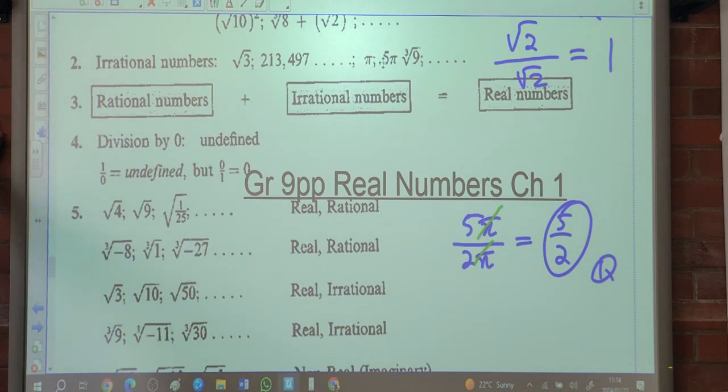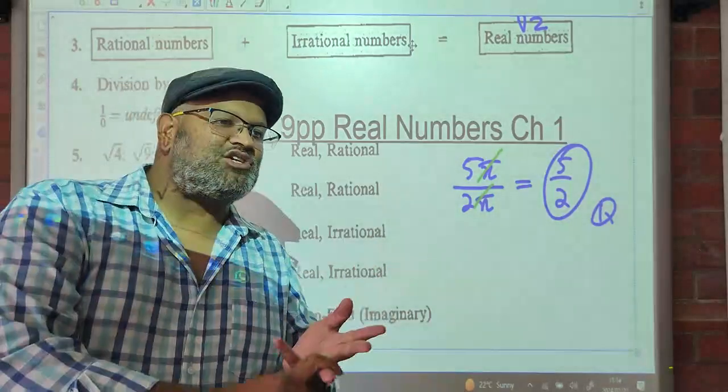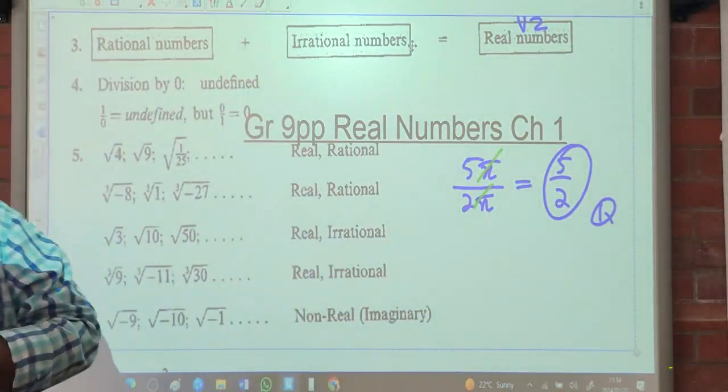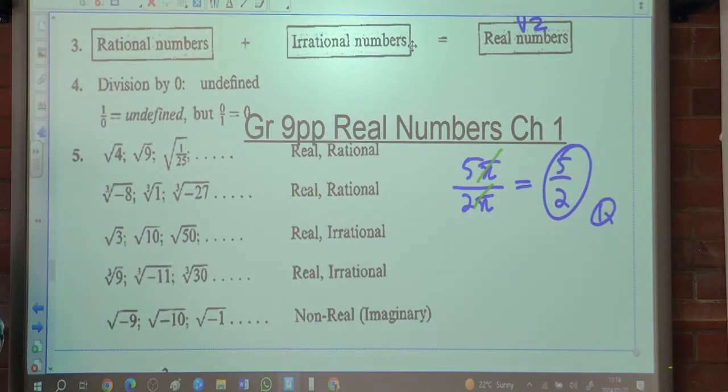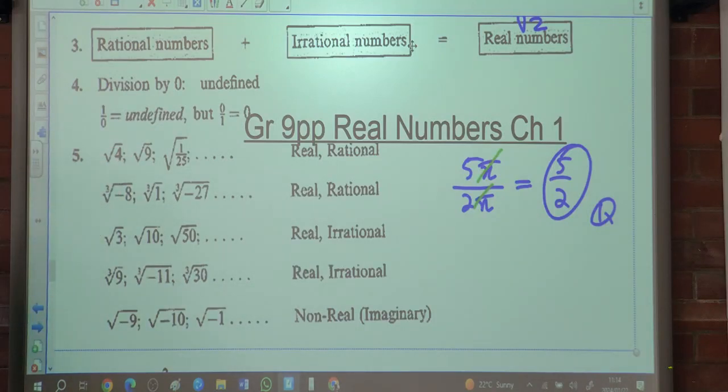So for 5 pi, the cube root of 9 is also an irrational number. Rational plus irrational numbers, putting them together, form the real numbers. So if the number is a natural number, it's real. If it's irrational, it's real. It exists. If it's rational, it's real. If it's an integer, it's real. As long as a number can be represented and it doesn't give us an error, then it's a real number.